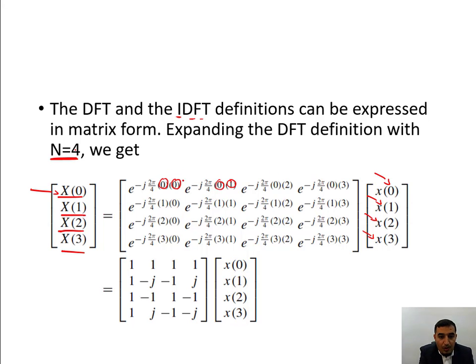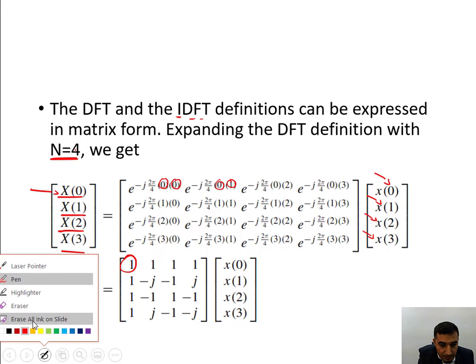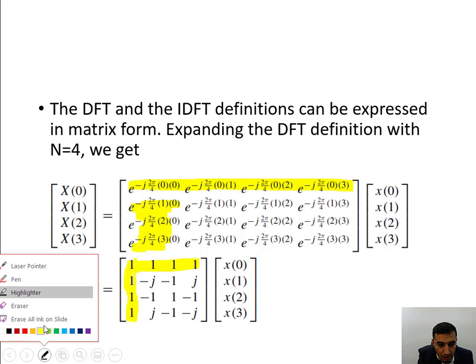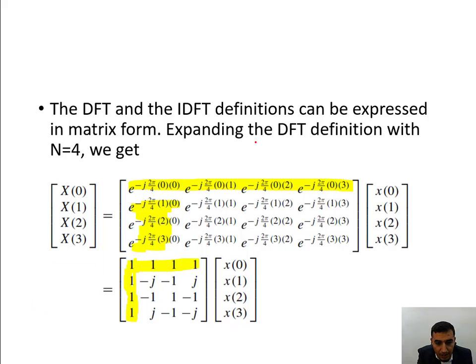So e to the power 0 is 1. Since 0 is multiplied by all these values, let me highlight them. Since 0 is multiplied by all these values, then these values will all equal 1, as you see. Now, when we come to this value, e to the minus j 2 pi over 4, what is 2 pi over 4? It is pi over 2.